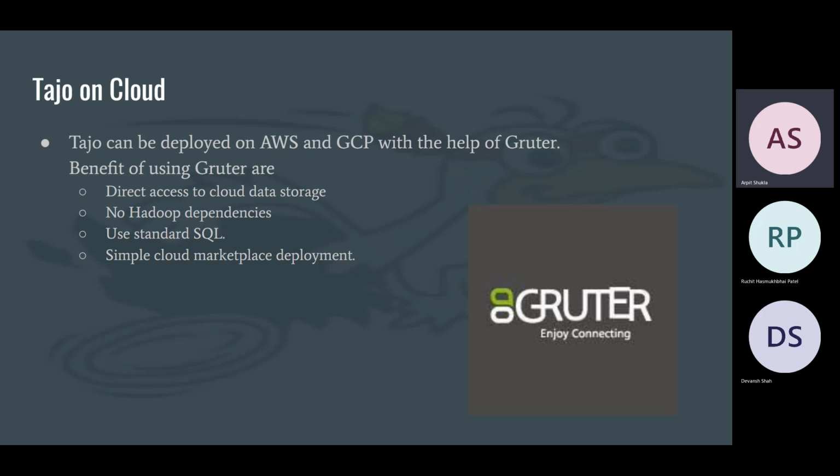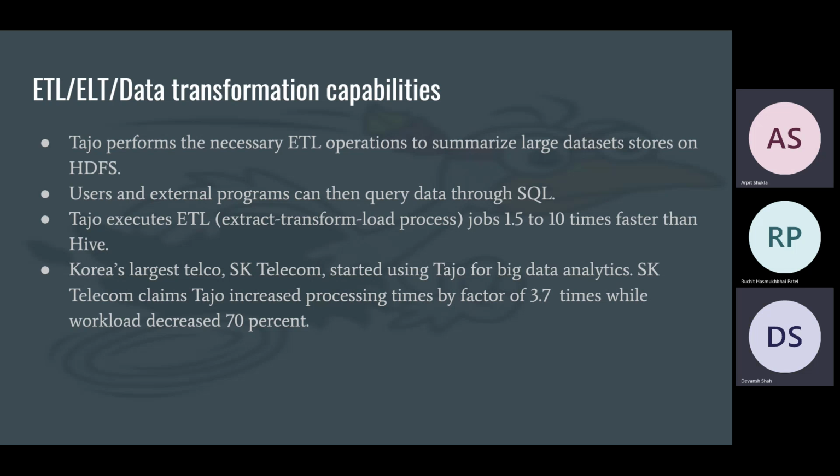There is another benefit that it has a simple cloud marketplace deployment. By simply going to the interface of AWS Marketplace, we can find the Grutter implementation of Tajo, and we can easily deploy it in minutes by just a few clicks. So that way, it is very easy to use. Now, I will go to the next slide.